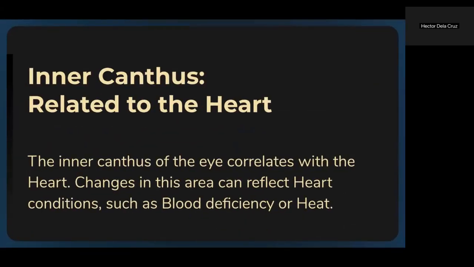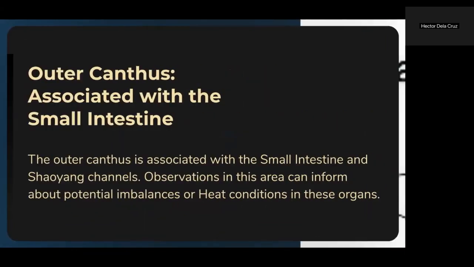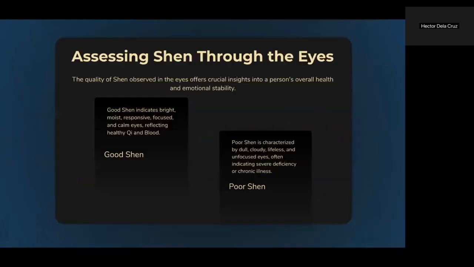The inner canthus of the eye correlates with the heart. Changes in this area can reflect heart conditions, such as blood deficiency or heat. The outer canthus is associated with the small intestine and Yin-Yang channels. Observations in this area can inform about potential imbalances of heat conditions in these organs.